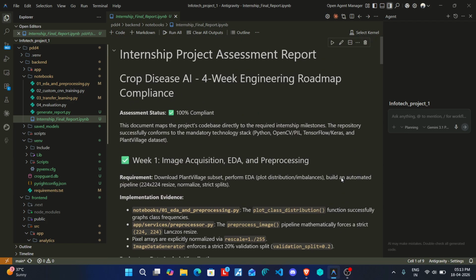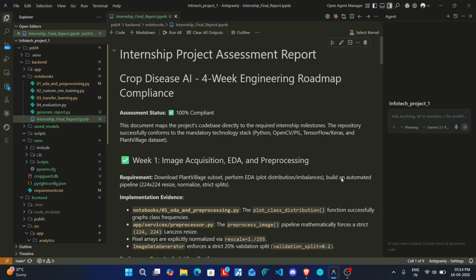I made a project called Crop Guard, which detects and predicts diseases related to plants. When we put an image into our platform, it can predict with more than 90% accuracy what the plant disease is. So this is our 4 week roadmap for how I built this project.